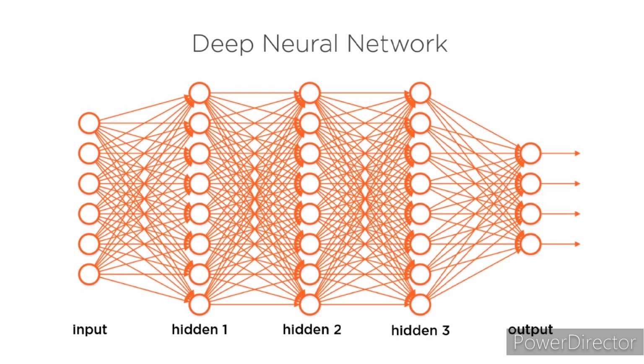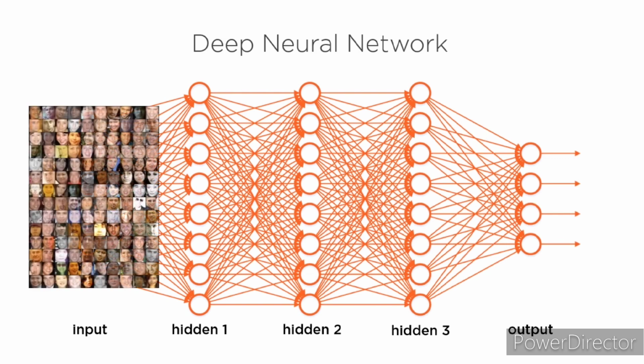For example, imagine we wanted to teach a deep neural network how to detect human faces. First, we'd feed a set of labeled images into the input layer of this network. We'd do this to teach the network the faces of each person and their corresponding name.